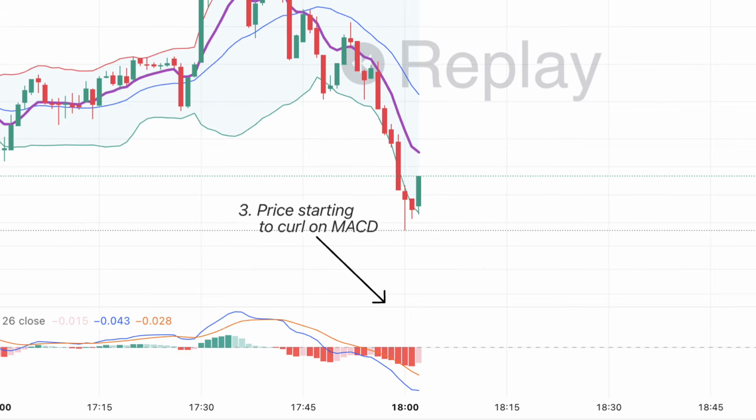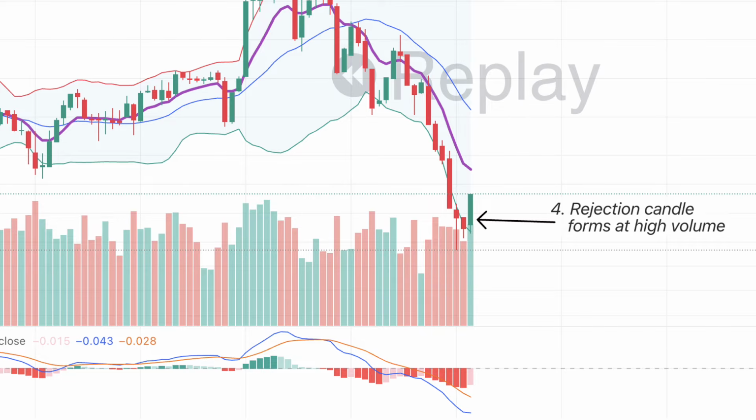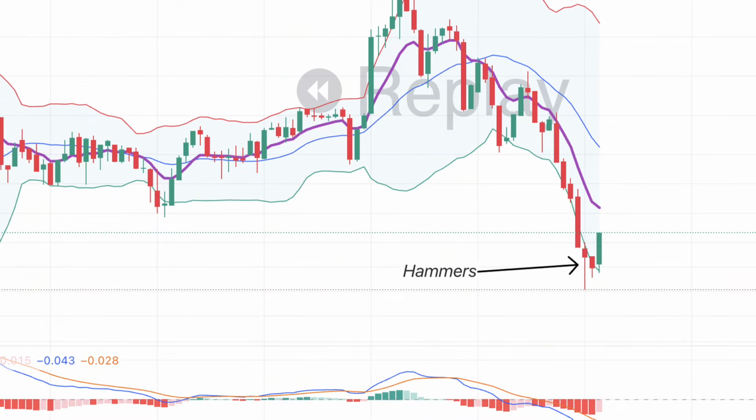Number 3, the MACD is flattening or crossing over and curling against the trend. This confirms fading momentum, so I like to see the MACD line flatten or cross below the signal line. And lastly, you get a rejection candle that forms on high volume. So this could either be a pin bar, a doji, or a candle with a long wick and a small body like a hammer or a reverse hammer, and it shows that the market is rejecting higher or lower prices. When all 4 of these show up in the same area, that's when I get very interested.